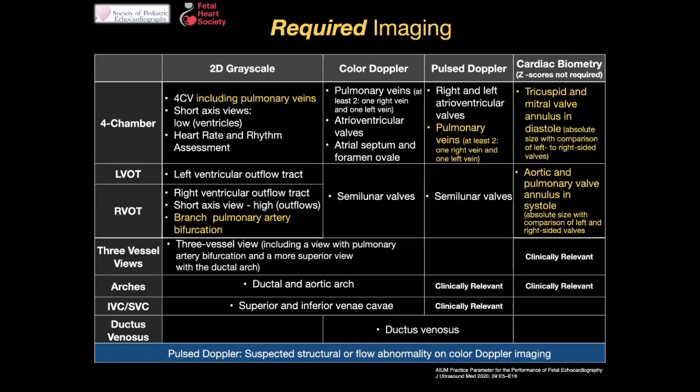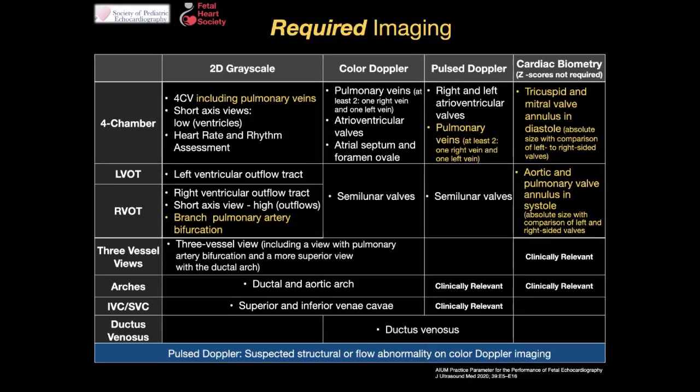the outflows, branch pulmonary artery and bifurcation, 3 vessel views, including the main pulmonary artery bifurcation, and also the 3 vessel and trachea view, ductal and aortic arch, and the superior and inferior vena cava. For color Doppler, we now have the pulmonary veins, at least 1 right and 1 left, atrioventricular valves, atrial septum and foramen ovale. We also have the right and left semilunar valves, and also including the 3 vessel trachea views, ductal and aortic arch, and superior vena cava. And as well, also the ductus venosus.